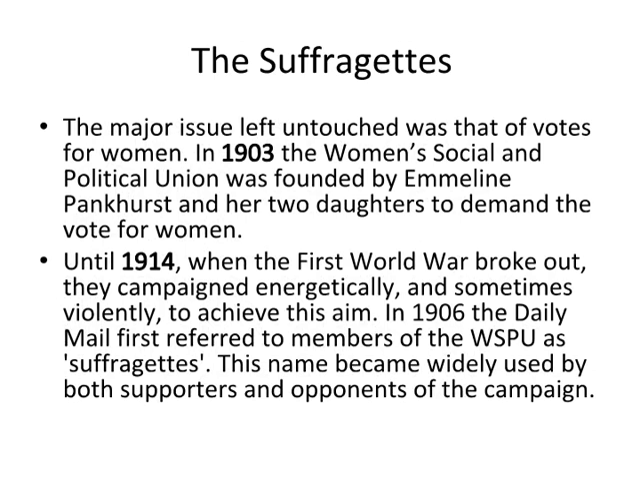The major issue left untouched was that of votes for women. In 1903, the Women's Social and Political Union was founded by Emmeline Pankhurst and her 2 daughters to demand the vote for women. Until 1914, when the First World War broke out, they campaigned energetically, and sometimes violently, to achieve this aim. In 1906, the Daily Mail first referred to members of the WSPU as suffragettes. This name became widely used by both supporters and opponents of the campaign.